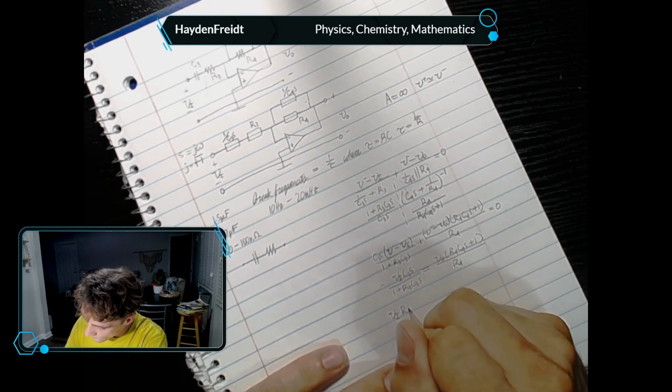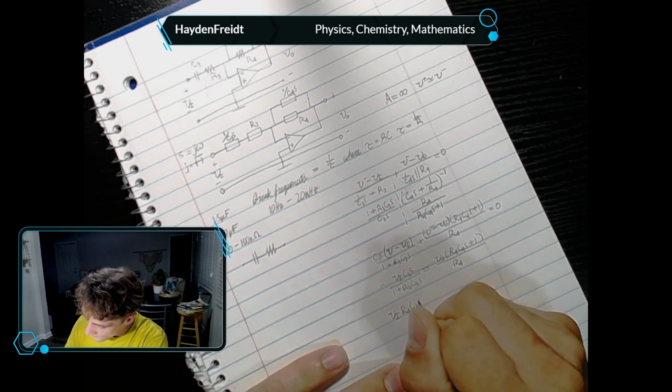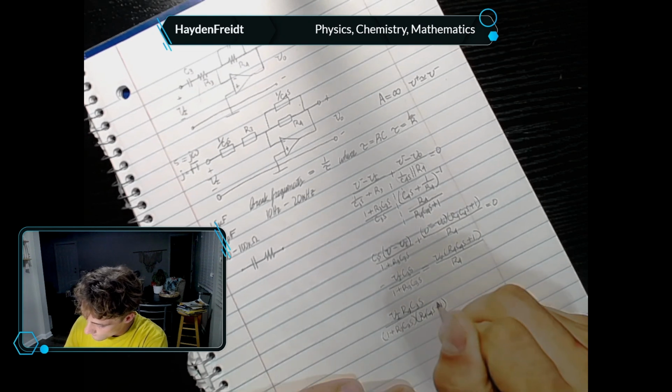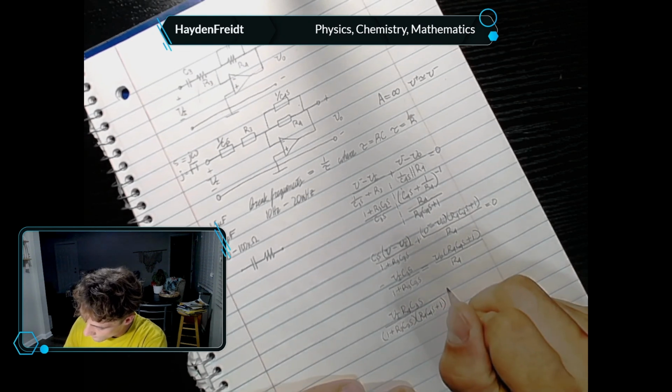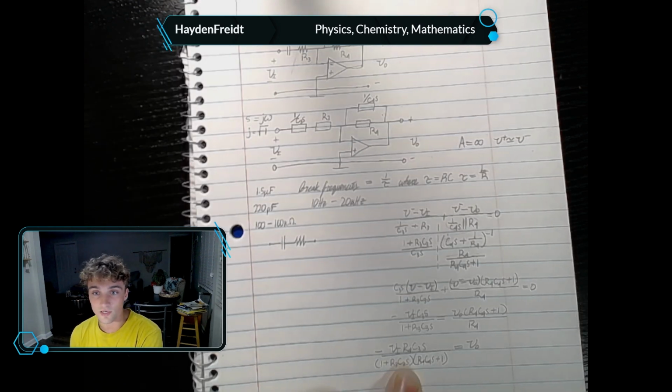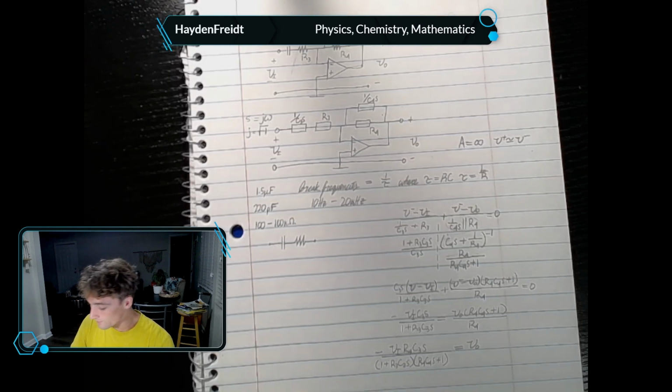VI R4 C3S divided by. Okay, now all this equals V out. I want to convert these complex variables right here into the real. Okay, add it up here.